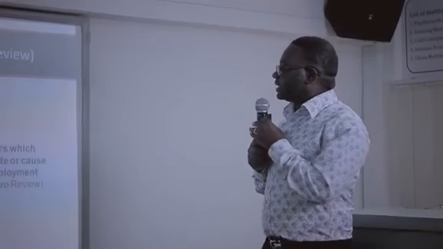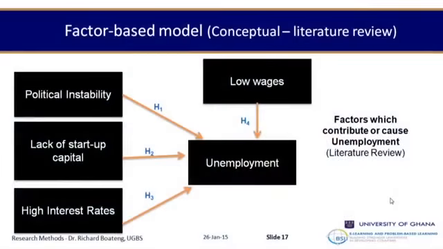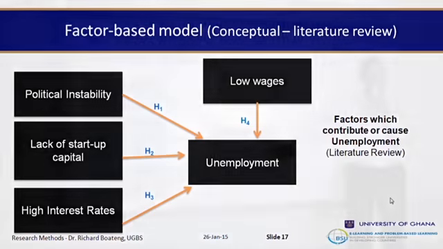Now let's take an example. This is a conceptual framework about factors which influence, contribute, or cause unemployment. Developed out of the literature review. Someone is arguing that 4 variables lead to unemployment. So you see H1, H2, H3, H4. These are hypotheses. He's trying to emphasize here that low wages can lead to unemployment, political instability, lack of startup capital, and high interest rates. So when he's doing research, his research will be framed by these questions. All these are independent variables leading to one outcome, a dependent variable.